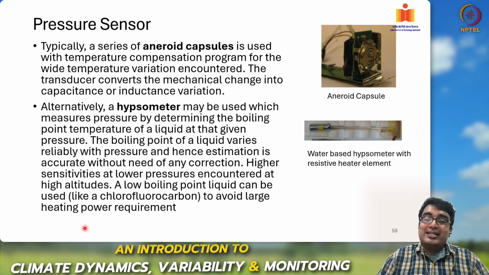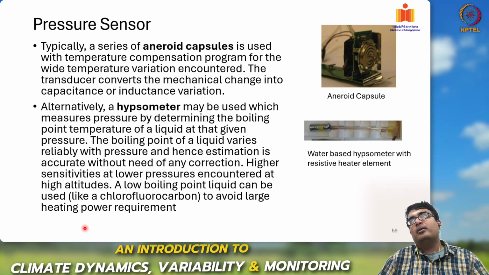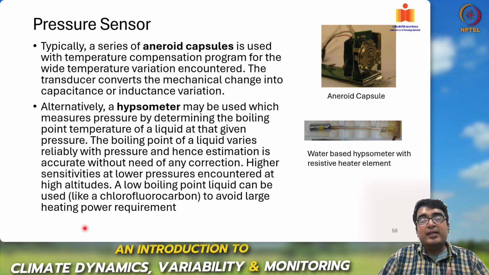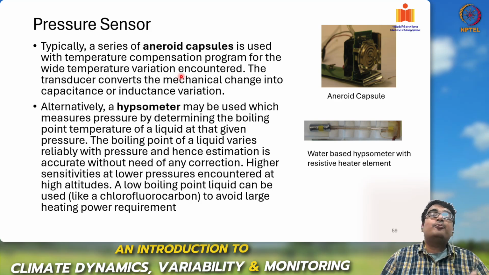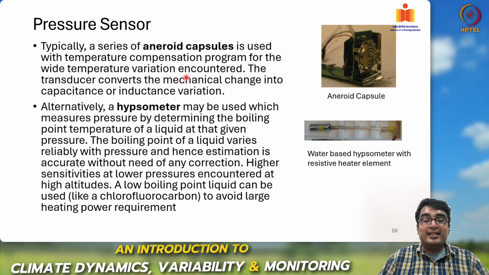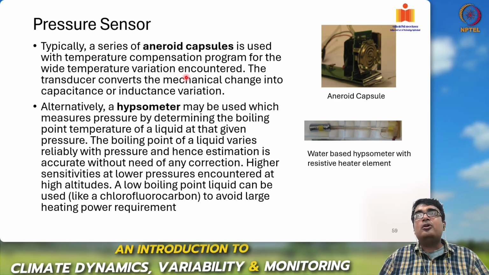What kind of pressure sensors are usually used? Usually there are two types of pressure sensors used, either separately or simultaneously, and often simultaneously because the range of pressures is quite high. So either you use a series of aneroid capsules with a temperature compensation program built in, say using a microcomputer, for the wide temperature variation that is encountered. The transducer converts the mechanical change into capacitance or inductance variation, and this variation is transmitted through frequency modulation of an audio signal as a radio transmission.